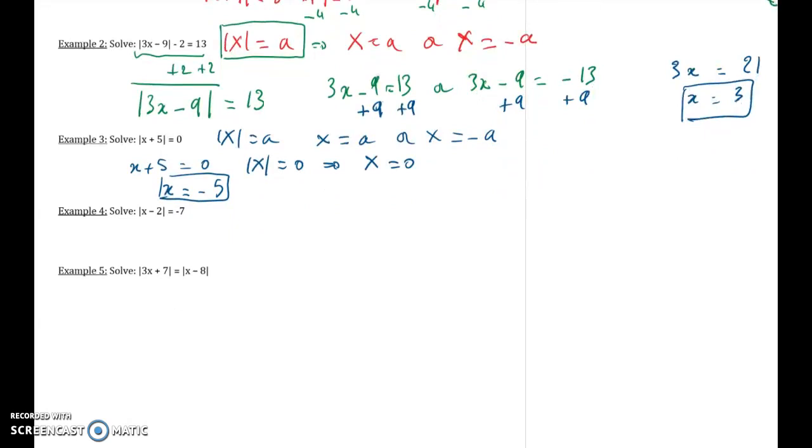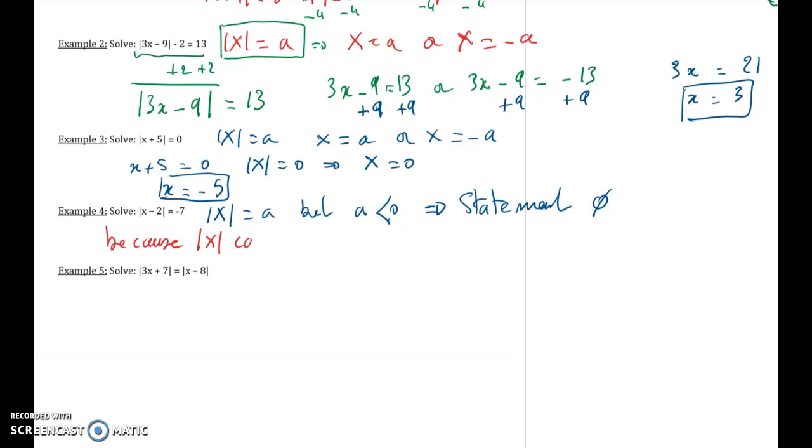In example number 4, we do have an absolute value equal a, but in that case, a is negative. That implies no solution. Why? Because the absolute value of an algebraic expression cannot be equal to a negative number, because an absolute value is always positive.